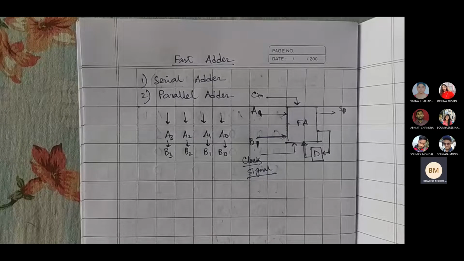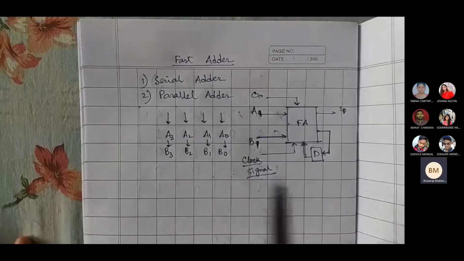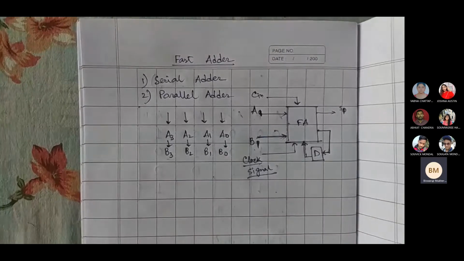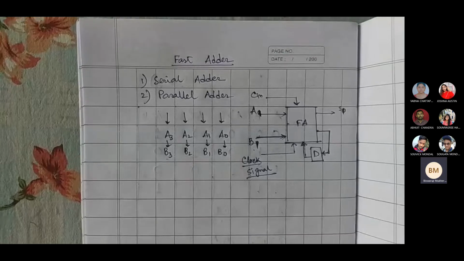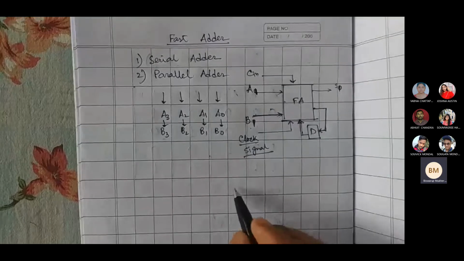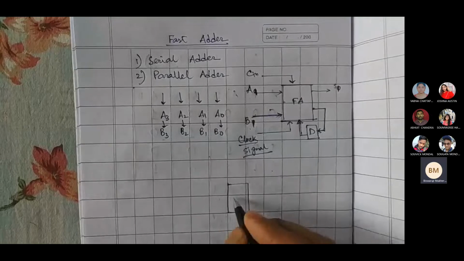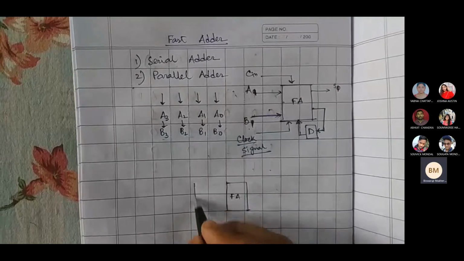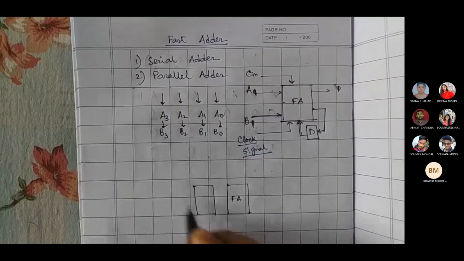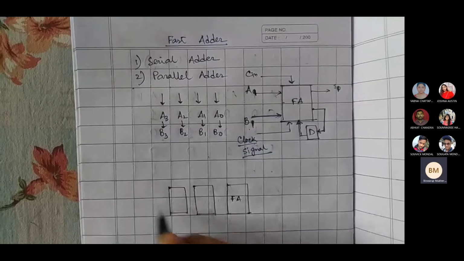Suppose we have A0, A1, A2, A3 along with B0, B1, B2, B3. As you know, we can add in parallel with 4 full adders. So 4 full adders are required for that case.